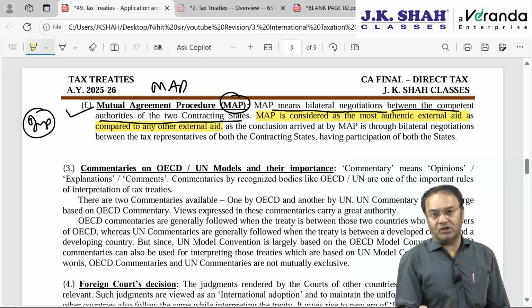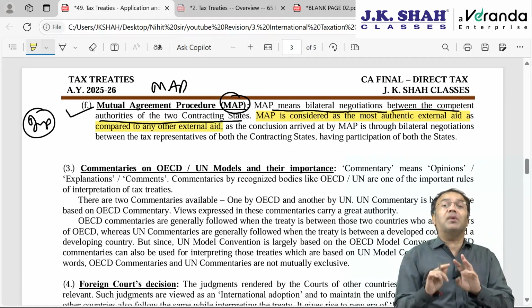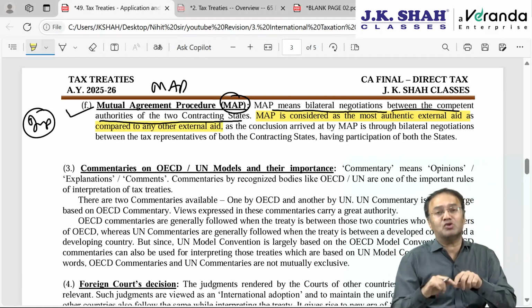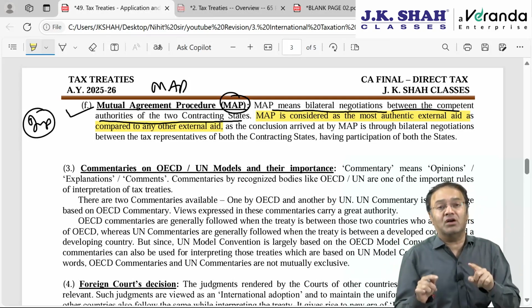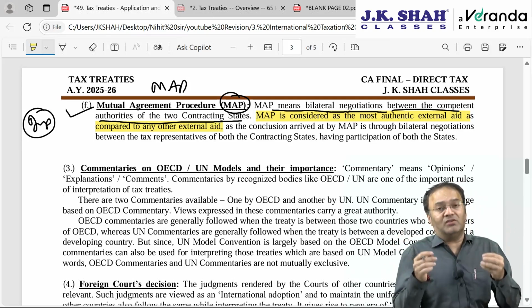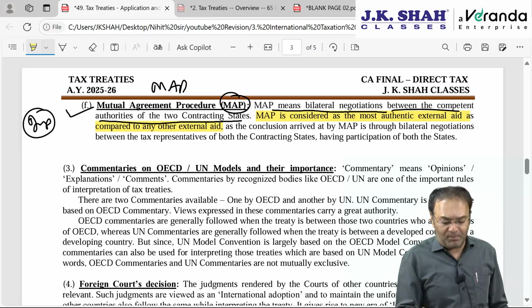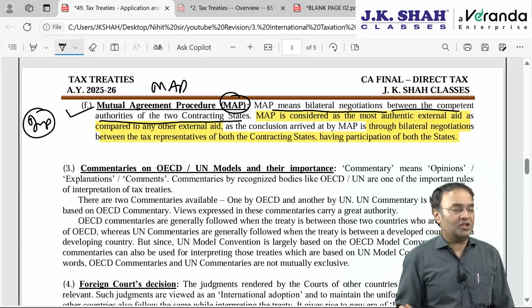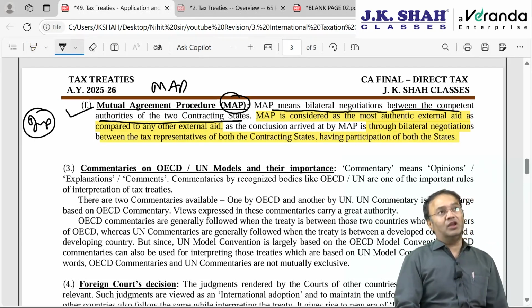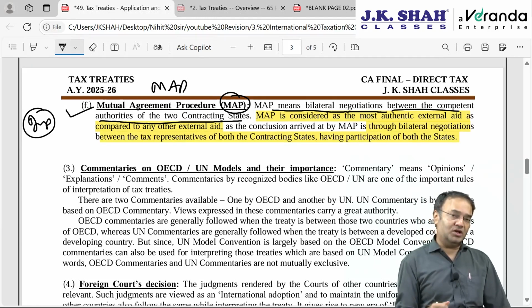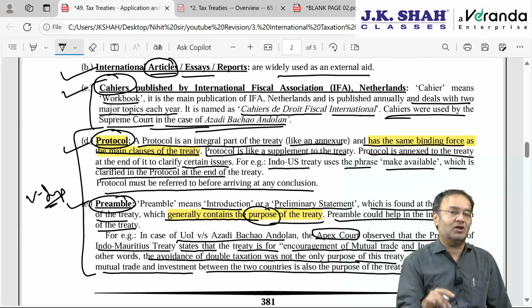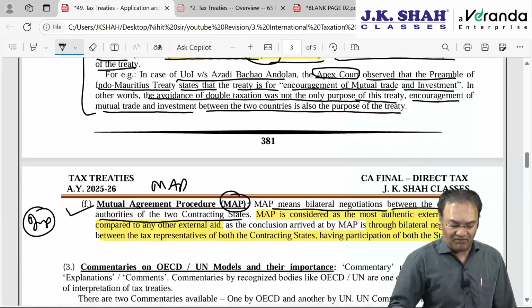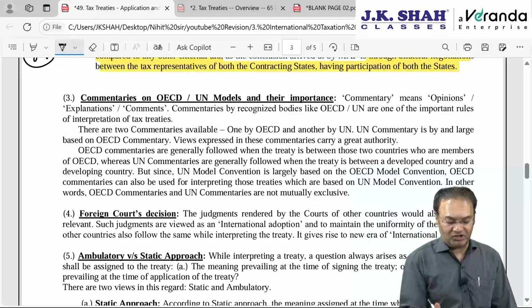Why? For a simple reason, it has participation of both the parties, signed by both the parties. It is something which is resolved by both the parties mutually agreeing upon it. In simple language, they have equal participation. Therefore, it is considered as the most authentic external material. In my opinion, it should not be regarded as an external material. All the three, MAP, preamble and protocol, are part and parcel of the agreement. They should be regarded as internal material. However, they are called external by our beloved institute.